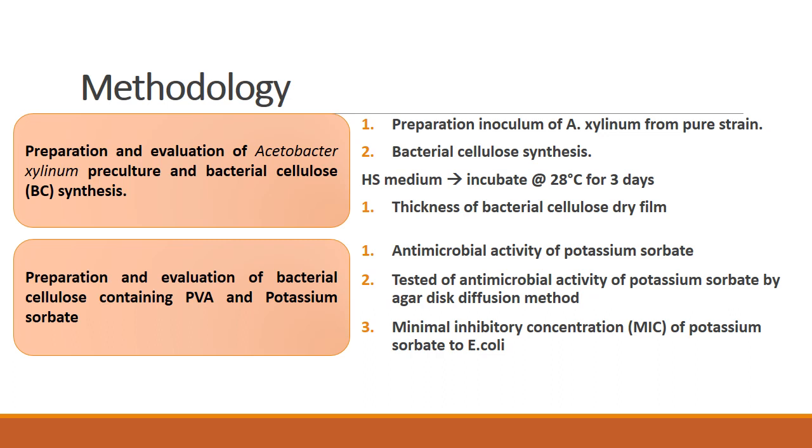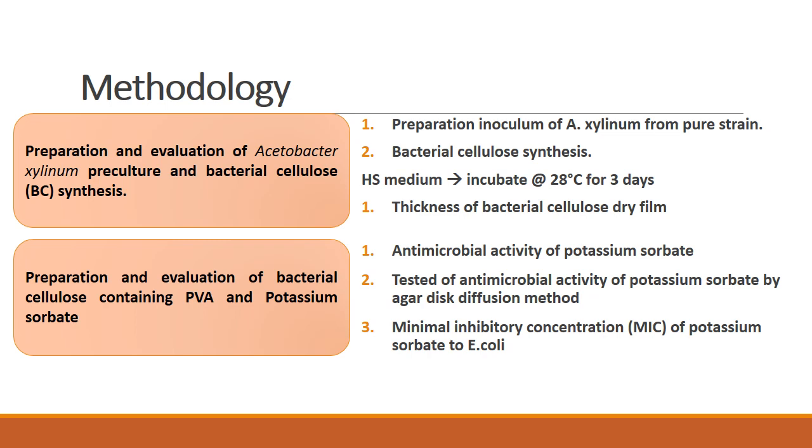For methodology, there will be three main steps to prepare this experiment. First is the preparation of bacterial cellulose using Acetobacter, which, as mentioned before, is cultured using Hestrin-Schramm medium and incubated at 28 degrees Celsius for 3 days. After that, the thickness of the bacterial cellulose dry film will be evaluated.